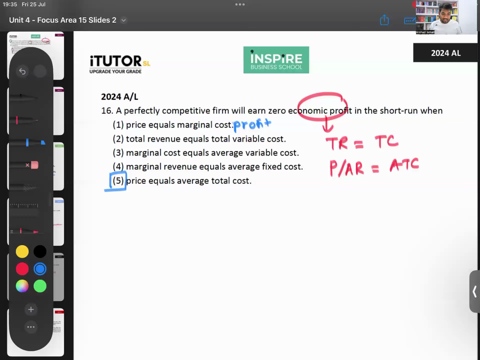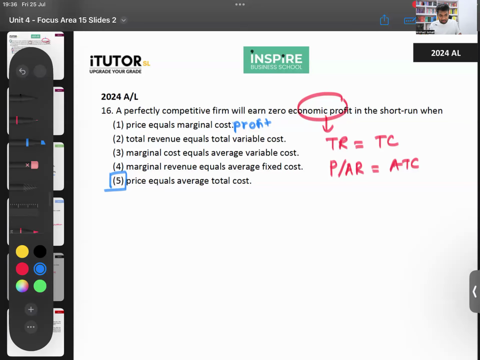You memorize a thing from somewhere and you don't get the logic behind what this MR equals MC story is, what this economic profit story is. So for those who have my theory class recordings, if you were my theory class student, I hope that is not an issue. Go back and see how I have explained the story, right?